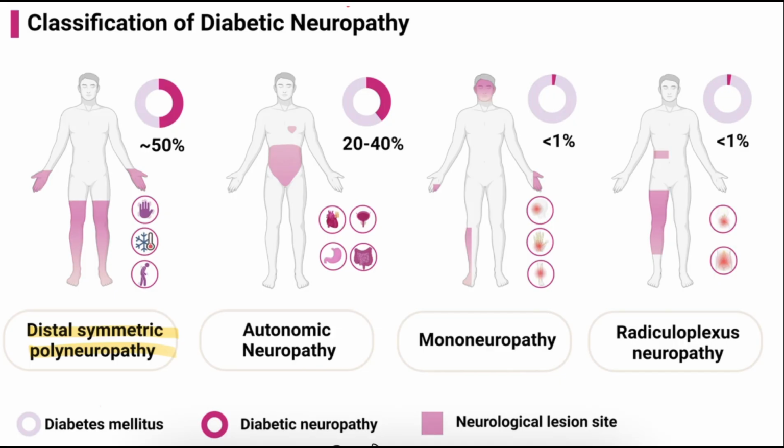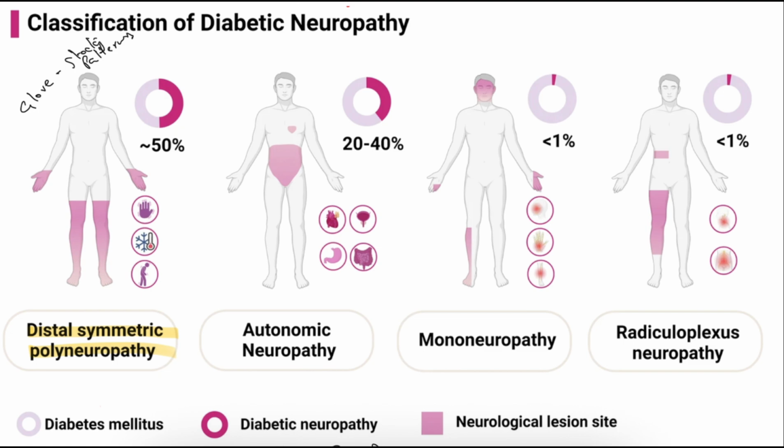Okay, so how the patient will present, the patient will tell like glove stocking pattern, numbness, tingling, burning sensation. These are the things the patient is going to get. So that's why we call that glove and stocking pattern, distal symmetric polyneuropathy.